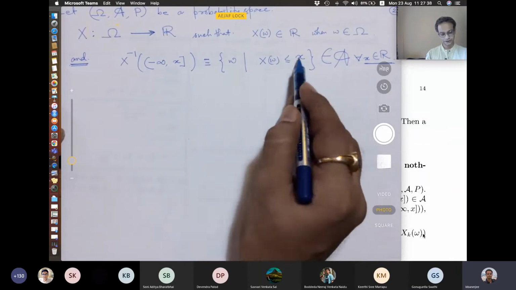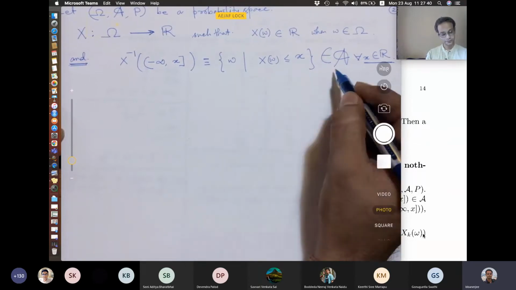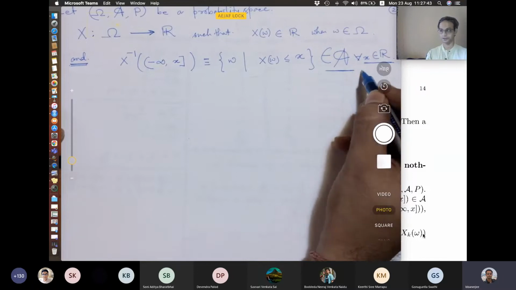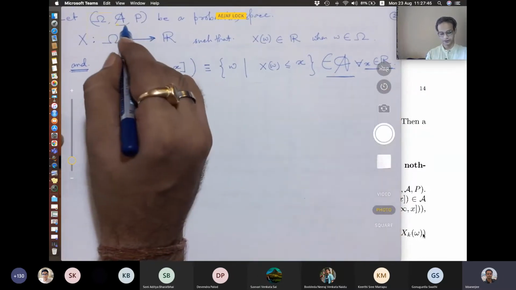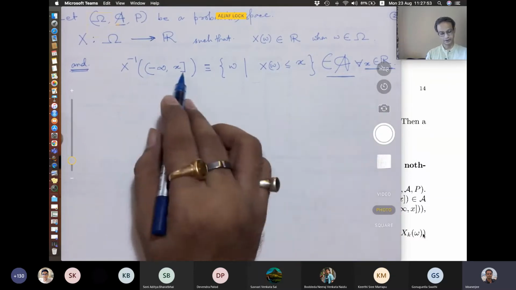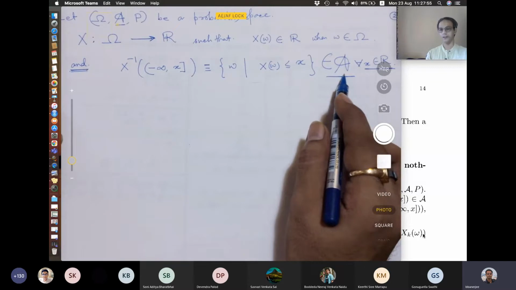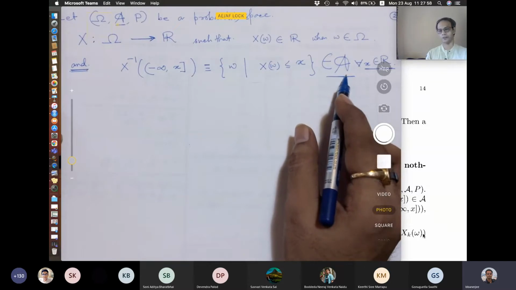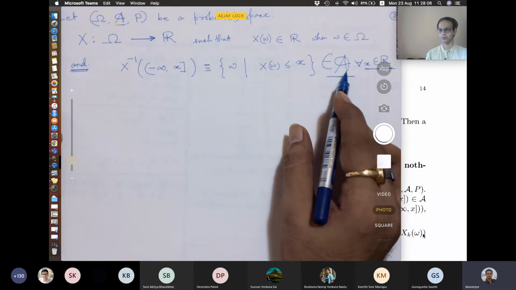And not only that, this collection has to belong to the sigma field. That's why we have started with this assumption of (Ω, A, P). So if this quantity belongs to this set, then only we know its probability. Otherwise, we don't know its probability. That is the thing we have seen in one example in the last lecture, that only the sets which belong to the sigma field, we know the probability of them. Otherwise, we don't know the probability of them.